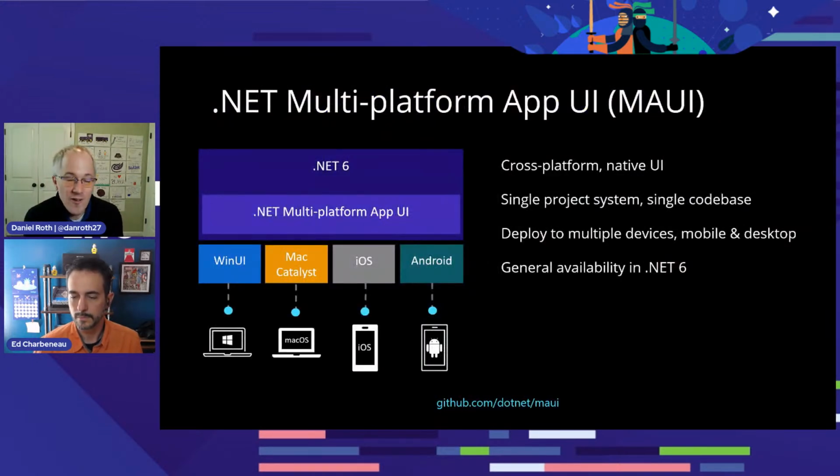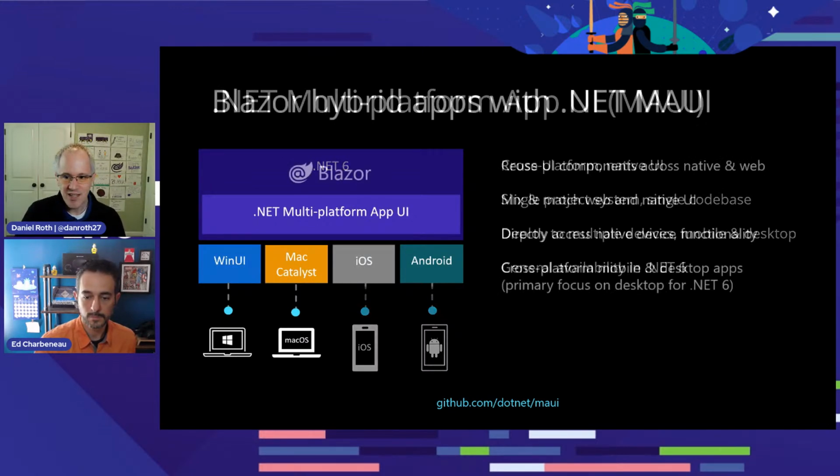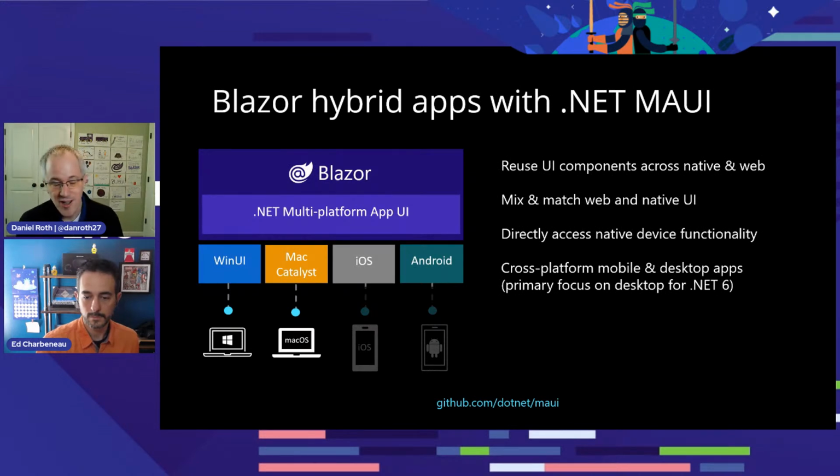Now, work is already in progress in .NET 6 on the much anticipated .NET multi-platform app UI, or .NET MAUI. .NET MAUI is the future of cross-platform UI for .NET. With .NET MAUI, you can build a single app that runs on mobile and desktop: Android, iOS, Windows, and Mac. It's the evolution of Xamarin Forms, but with an improved architecture and development experience. .NET 6 also includes support for building cross-platform hybrid apps with .NET MAUI and Blazor.